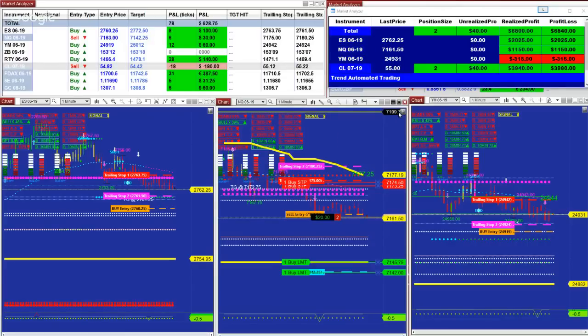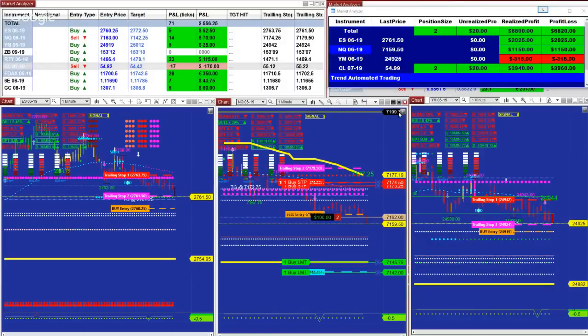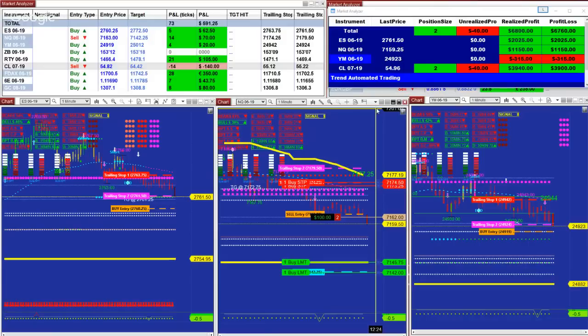And we're about to go on a short signal with ES coming very soon. And the YM is coming to your direction. It's coming to your direction, the YM.